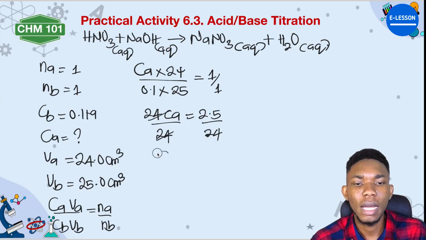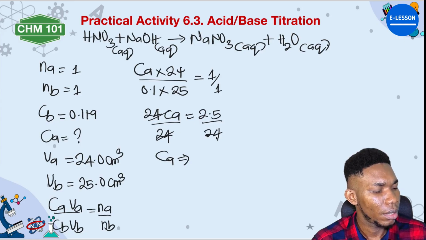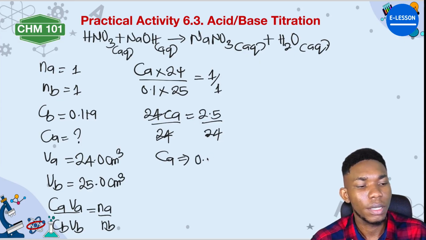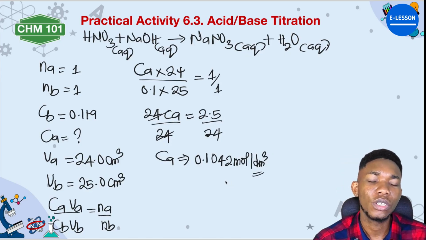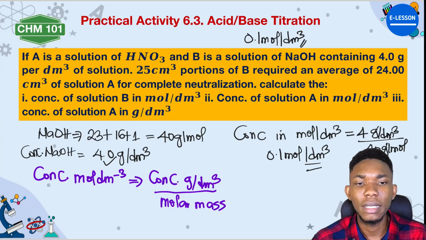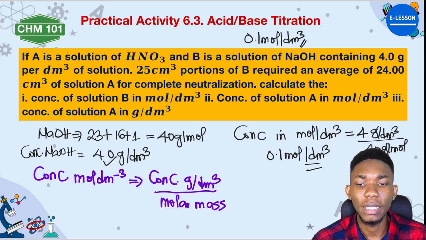When this cancels this, our Ca will be 2.5 divided by 24, which gave us 0.1042 mole per dm cube. So that is your concentration of A. Now the next thing is concentration of solution A in gram per dm cube. This one we just calculated is in mole per dm cube.